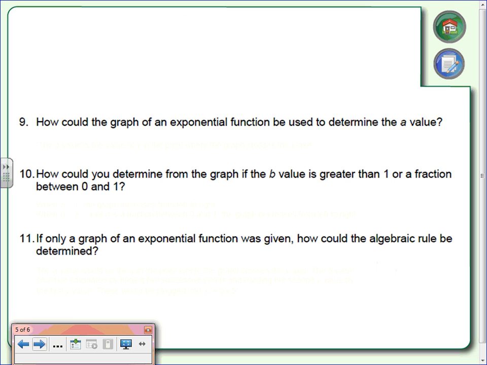All right, number 9. How could the graph of an exponential function be used to determine the value of A? Now, earlier we said we could find A next to 0. But what if we didn't have the table? What if all we had is the graph itself? Where are we going to find the A? On the y-axis. There it is.